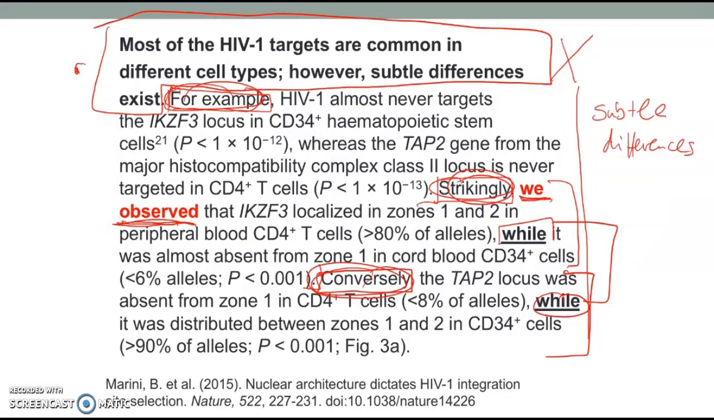Every sentence has a transition at the beginning. Parallel structure. And the sentence is actually not too long either. So it gives us a really good, and it follows through with what it promises, namely showing those subtle differences for HIV targets that are common in different cell types.